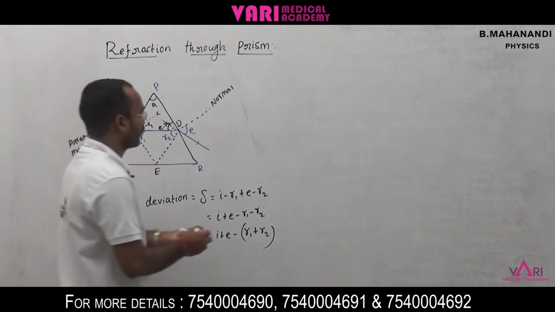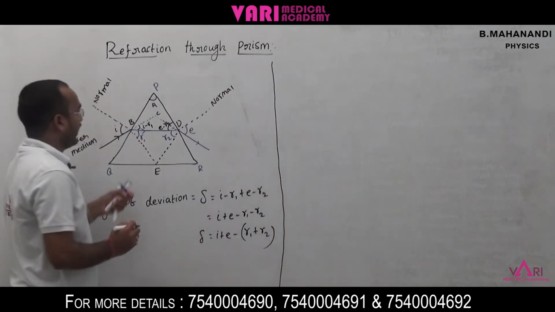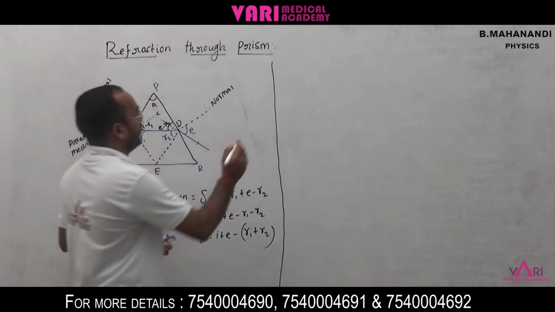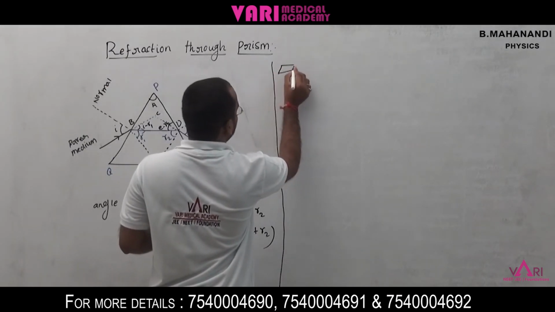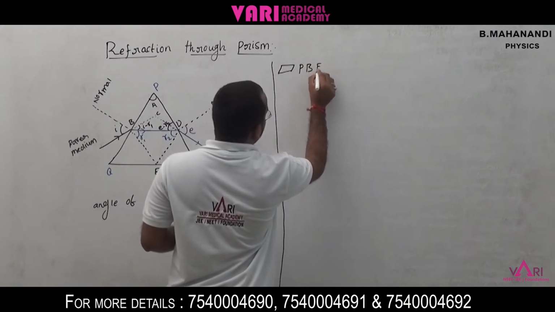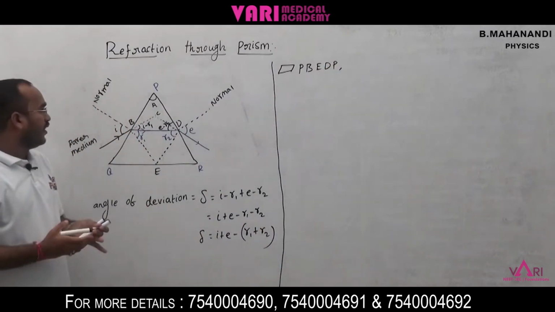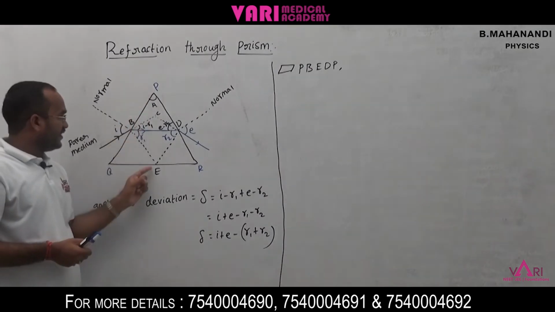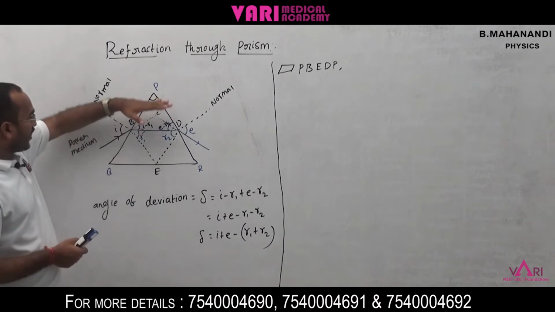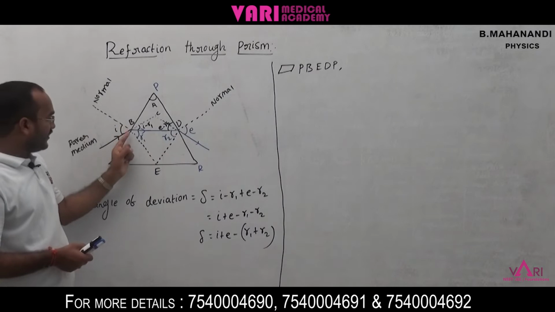In the quadrilateral PBEDP, the total angle is 180 degrees. Here the angle at the prism is A, and the remaining is angle BED.